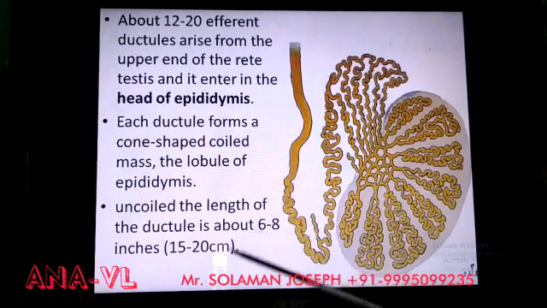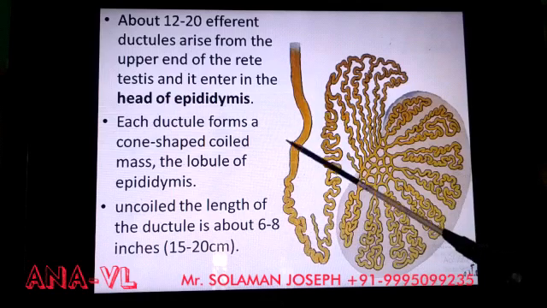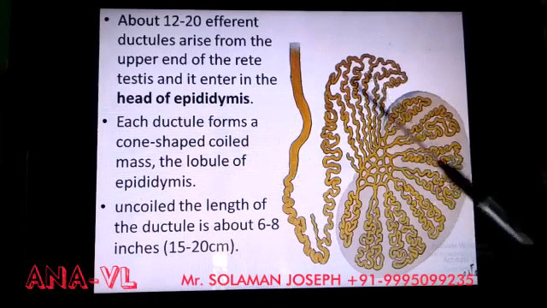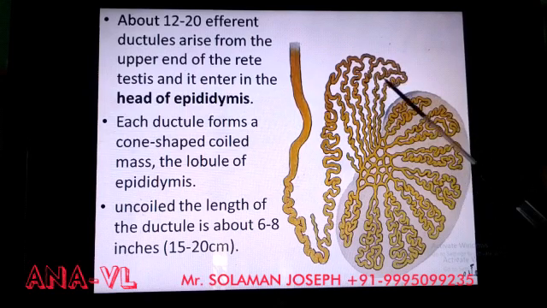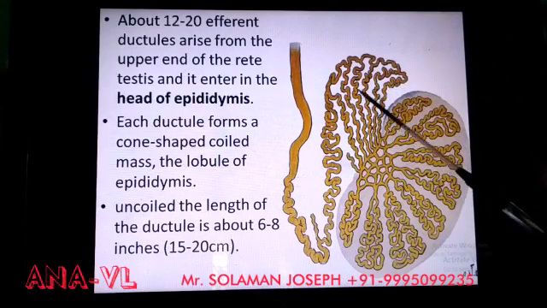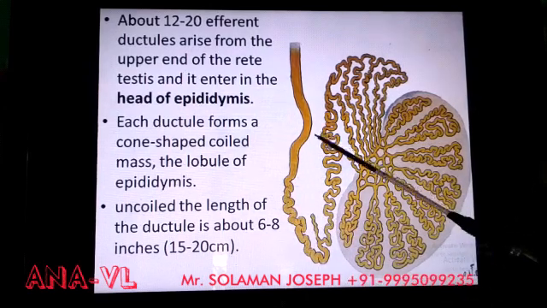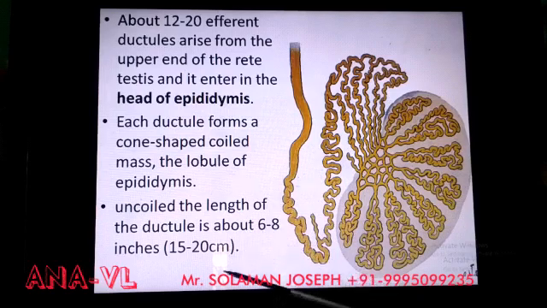Then 12 to 20 efferent ductules arise from the upper end of the rete testis. From here, they enter the head of the epididymis, which contains around 12 to 20 efferent ductules. Each ductule forms a cone-shaped conical mass called a lobule of the epididymis. We already mentioned that. When uncoiled, the ductules are around 6 to 8 inches.